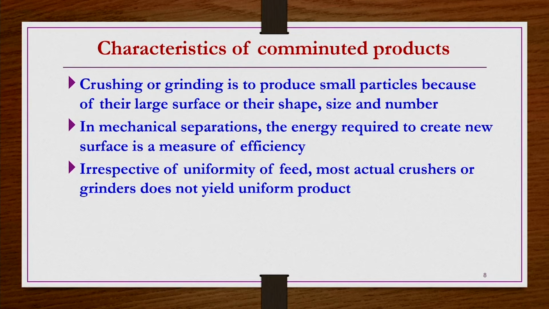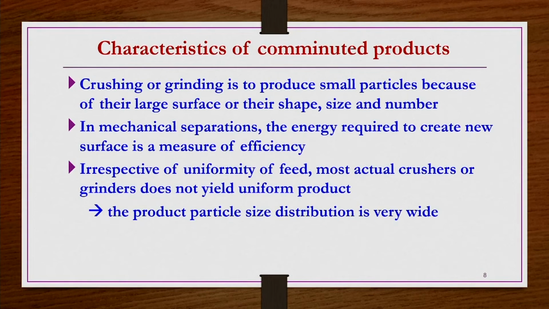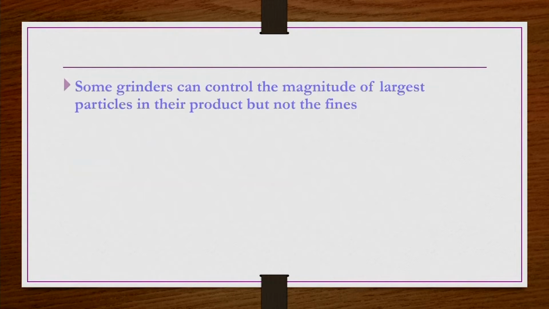As I already mentioned, irrespective of uniformity of feed, whatever feed you have taken may be very uniform in size. However, after crushing or grinding size reduction operations are applied to that feed, you may not get a uniform product, though the feed is very uniform. So the product particle size distribution is very wide in general.